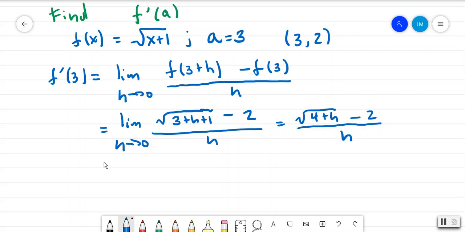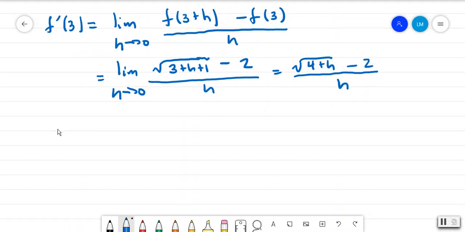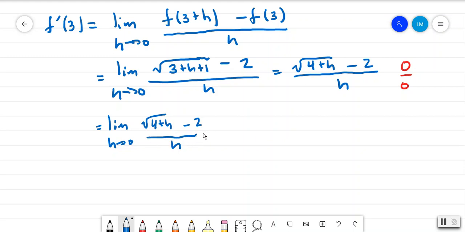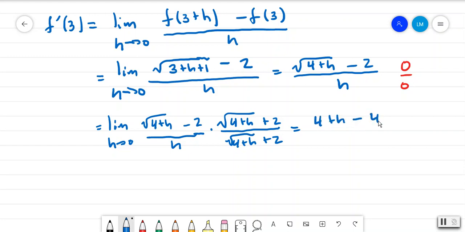Now, it becomes a question of how you can figure out the limit of this, because if you plug in 0, you get 0 over 0. So let's put the square root of 4 plus h minus 2 divided by h. The next thing to do is to multiply by the conjugate. So you multiply by root 4 plus h plus 2 over root 4 plus h plus 2. This equals 4 plus h minus 4, and all of this is divided by h multiplied by root 4 plus h plus 2.